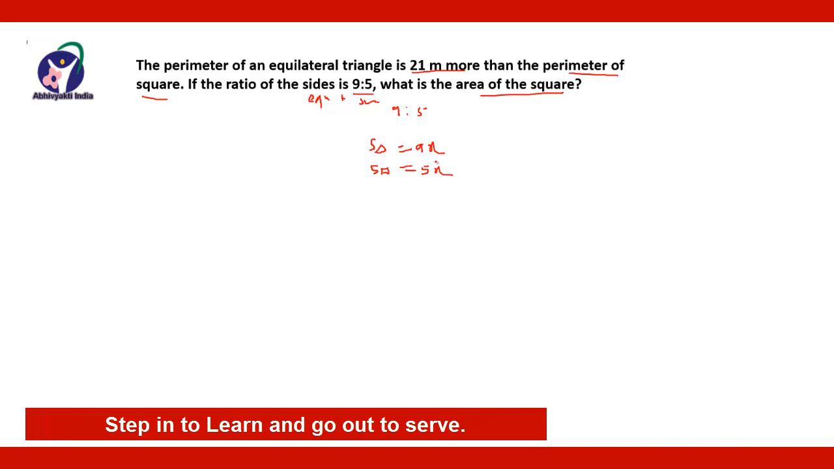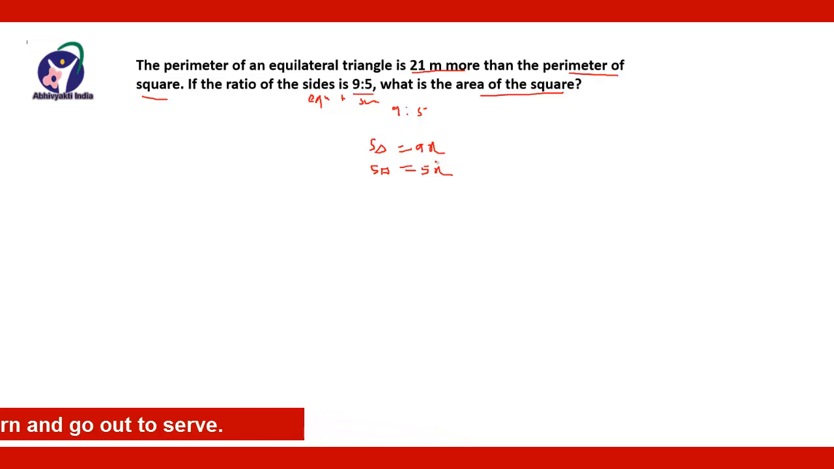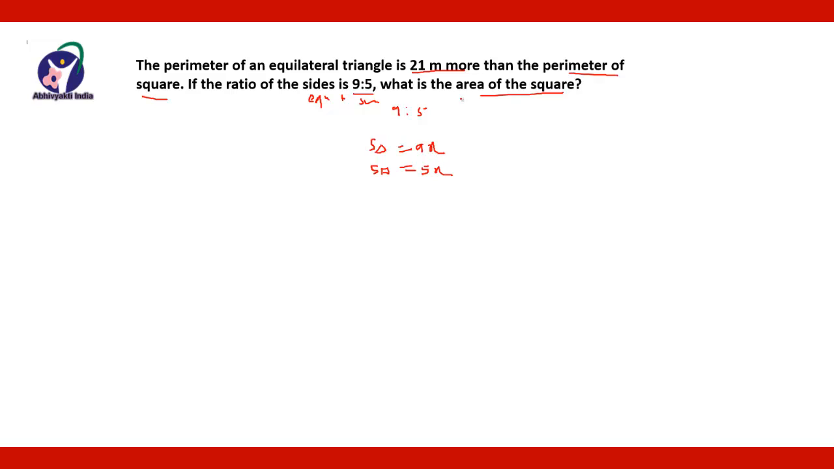And since it is said that the perimeter of the equilateral triangle is 21 meter more than the perimeter of the square, we can write it as perimeter of equilateral triangle is equal to perimeter of square plus 21 meter.